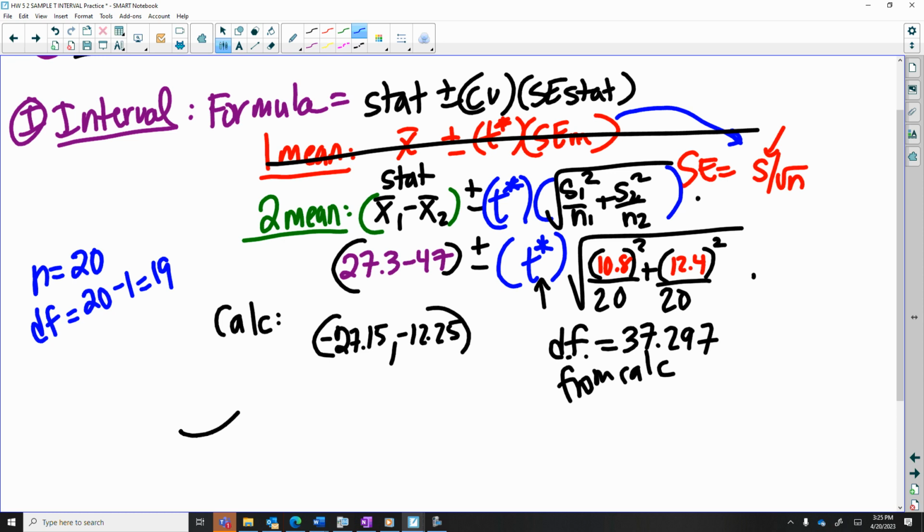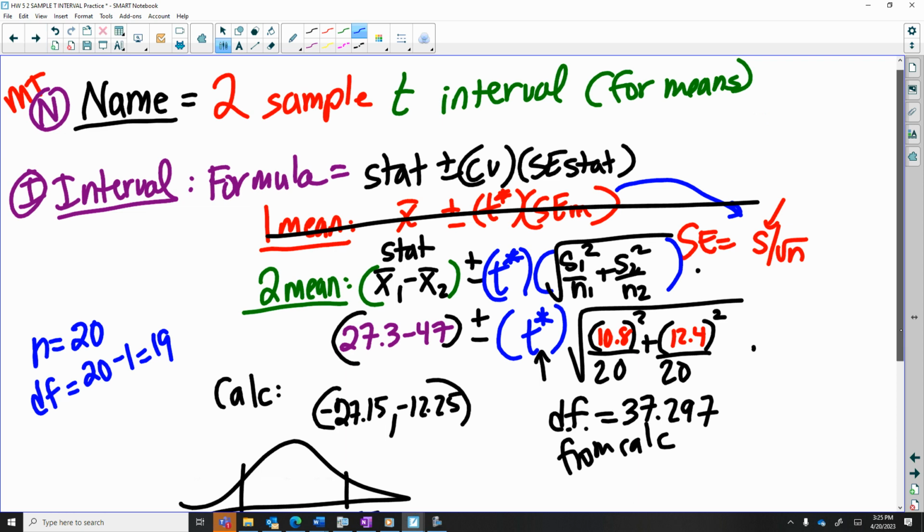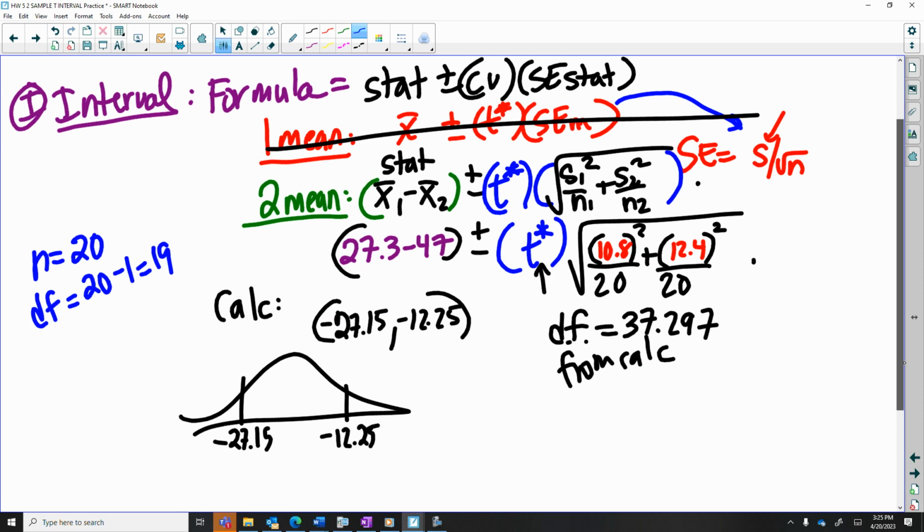If we were to draw this picture, we would see that this whole interval spans only negative numbers. And this is really significant because it indicates that no matter what, the first number was less than the second number. If we go back to the question, the first group was 6th grade and the second was 7th grade. So if one number is less than the other, that means that the 6th grade had less homework than the 7th grade, which should make sense because 6th grade is younger than 7th grade, so they should have less homework. So basically this is proof that the 6th graders do indeed have less homework than the 7th graders.